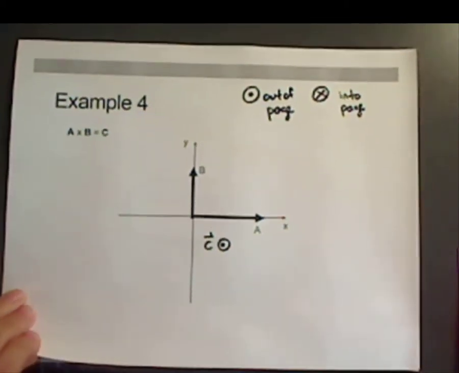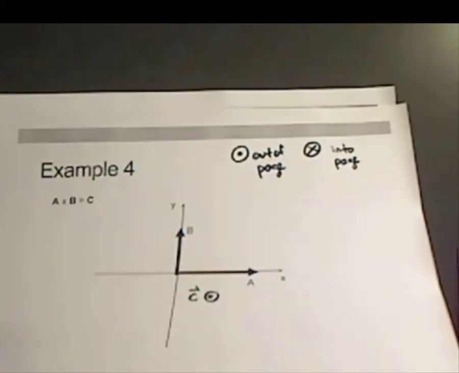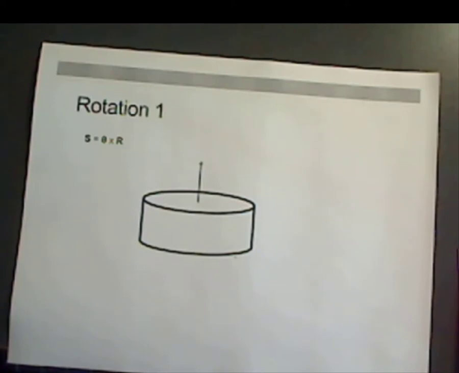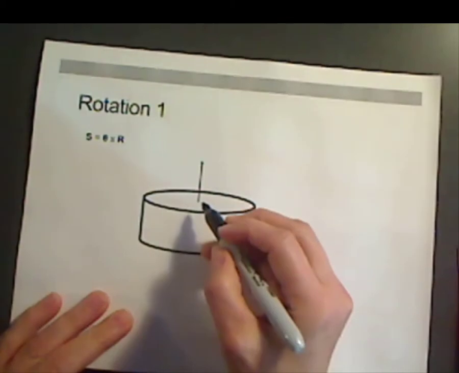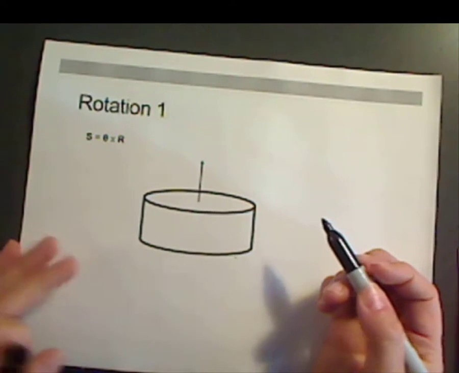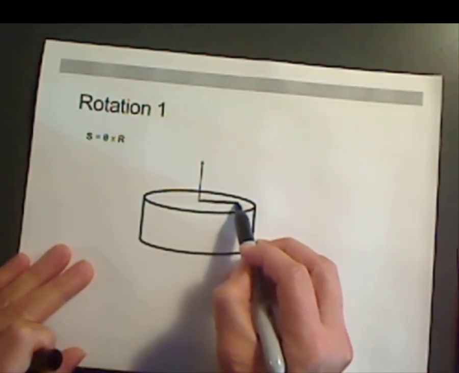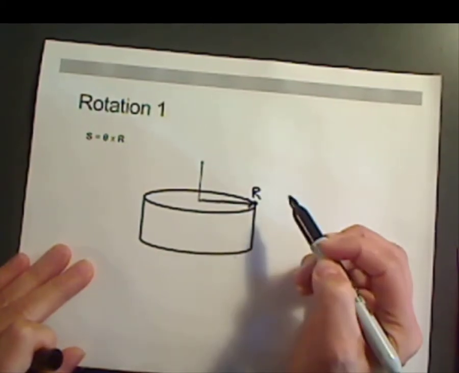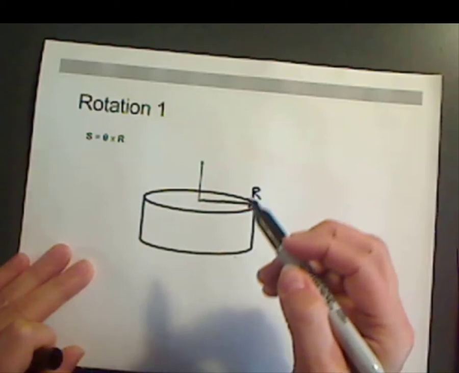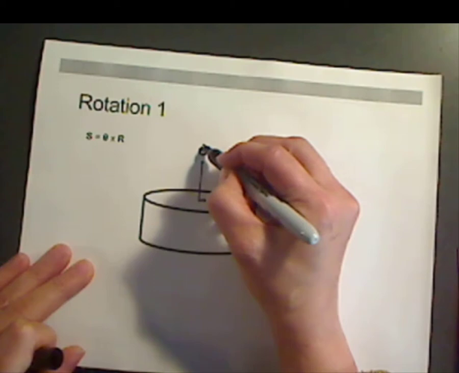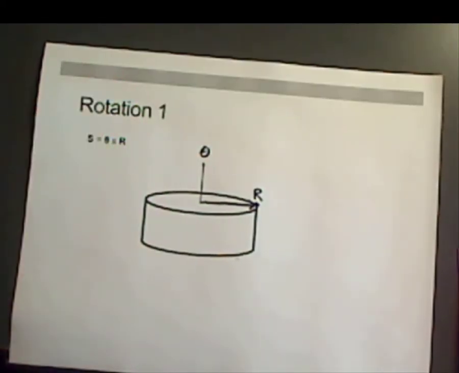Okay, another notation. Let's now consider the example of arc length equals theta cross r. R is going to be a vector that points from the axis of rotation to a point on your thing that's rotating. In this case, I'm going to be rotating a cylinder. So R is going to point to this point over here, like so. Okay. Theta always points along the axis. So I'm going to let theta point upward in this case, towards the top of the page.